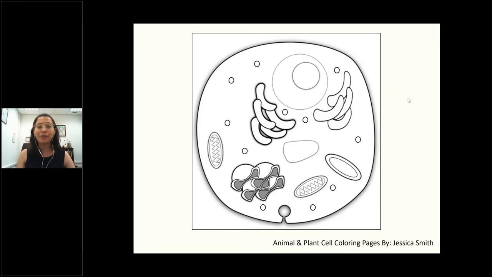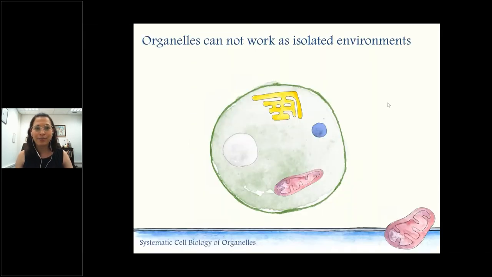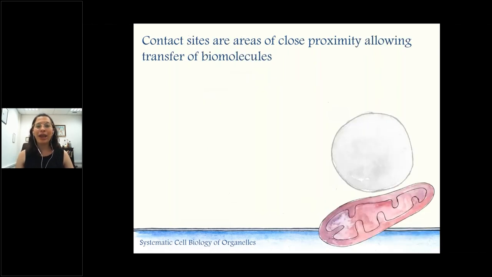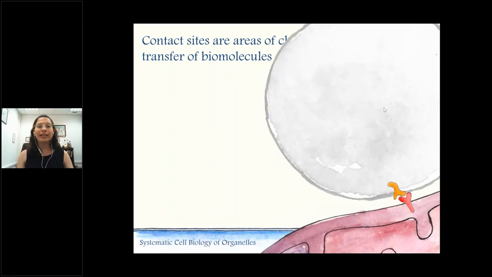So we know that organelles can't function alone as isolated environments, and they need to work together in cooperation in order to have a functioning cell unit. Therefore, organelles must communicate between them. Now, one way of communication between organelles is through membrane contact sites. So these are areas of close proximity between the two organelles, allowing transfer of lipids, ions, and other molecules between them. And don't think that these are areas where the organelles are randomly bumping into each other, because in these contacts, the organelles are actively tethered together by tethering machineries.